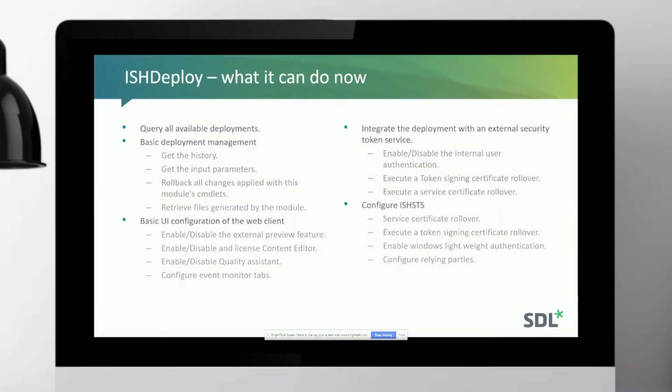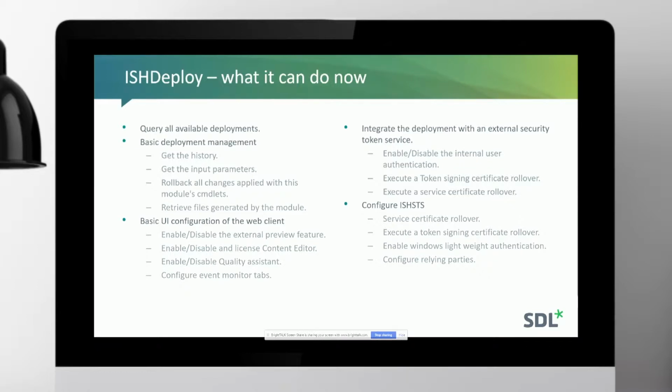ISHDeploy can now do several things. It can query available deployments. It can help you with some deployment management, which is more internal and for script writing. It can help you with some basic UI configuration; we are only starting there. It can also help you integrate with some security tokens, for example, do a certificate rollover or something like that. And it can help you with configuring, for example, ISHSTS.